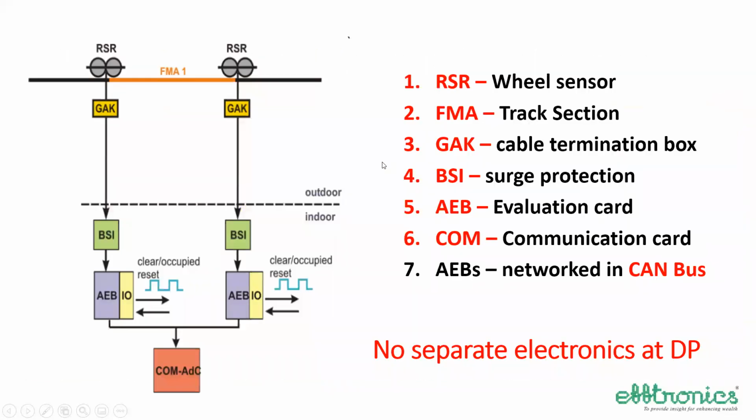Now let us look at how these different subsystems are connected. RSR is the name given to that wheel sensor, where the complete electronics and sensing is available. This is the track section to be monitored, FMA1, and there are 2 wheel detectors on either side. These 2 GAKs are just the terminations, and the 2 wires are entering from outdoor to indoor. This outdoor to indoor distance can be about 4 to 5 kilometers. No problem, it can be connected.